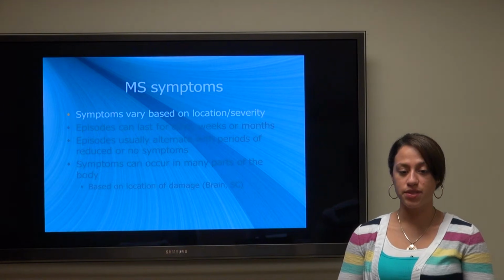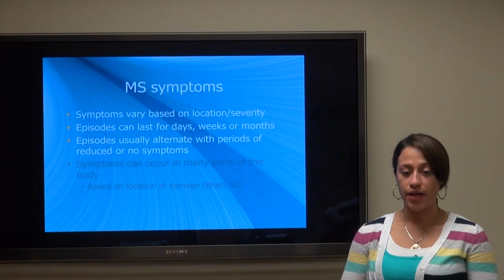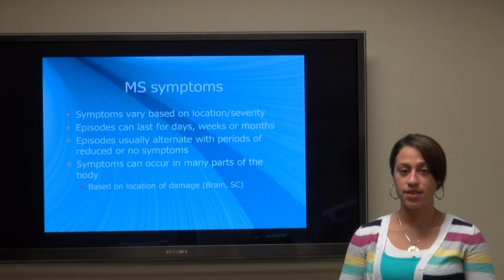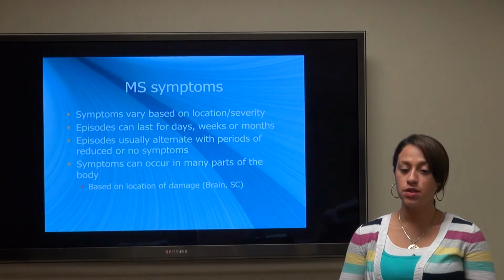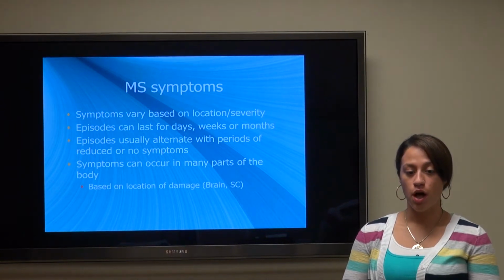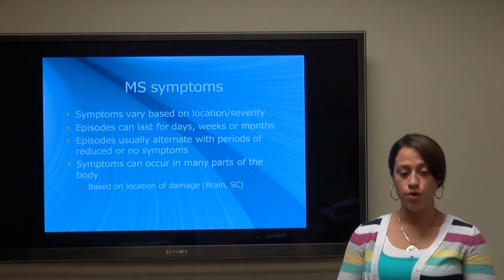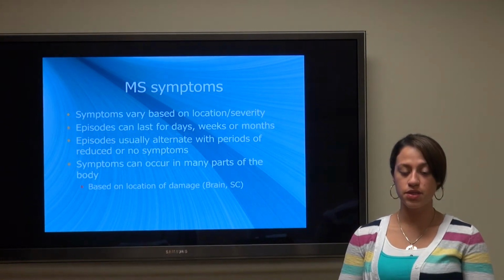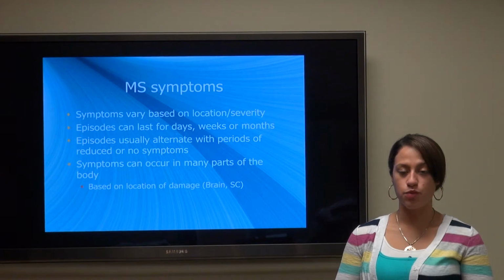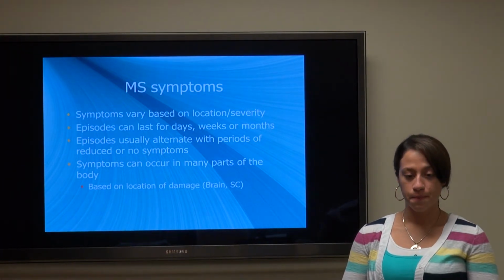So what are the symptoms of MS? They are very varied, and they're based on the location of the lesions as well as the severity of the damage. Episodes can last for days, weeks, or months. Episodes usually alternate with periods of reduced or no symptoms. Symptoms can occur in many parts of the body and are typically based on the location of the damage, whether it's in the brain or the spinal cord.